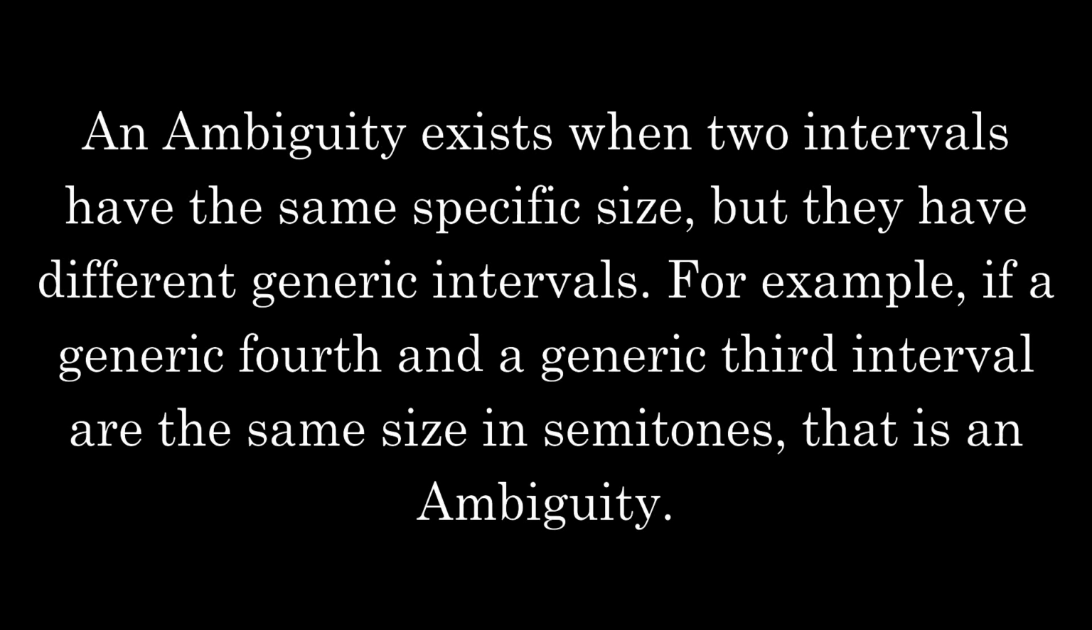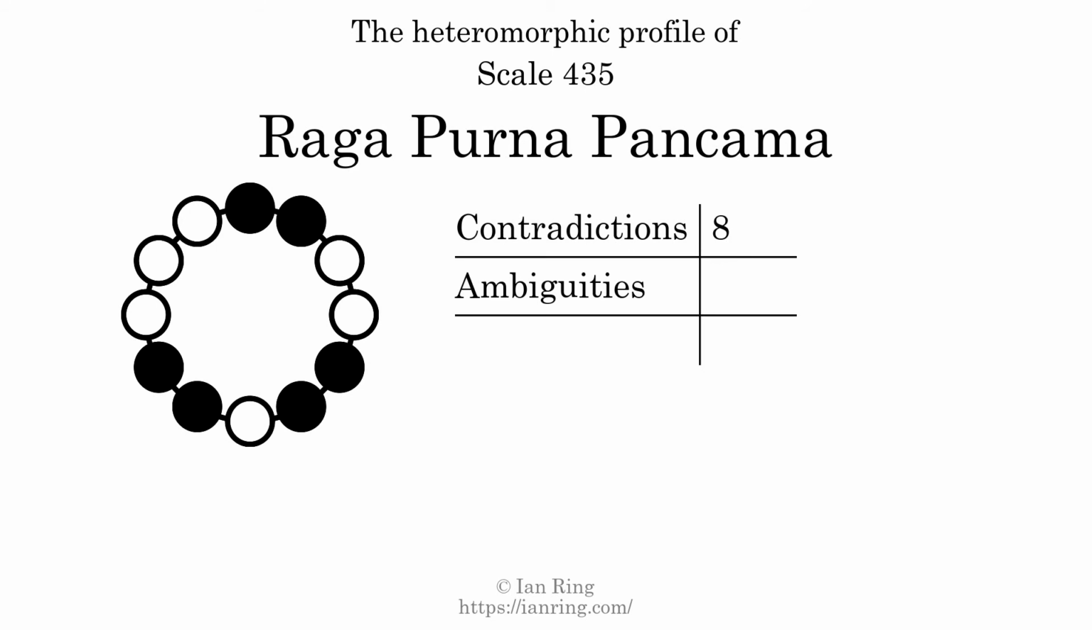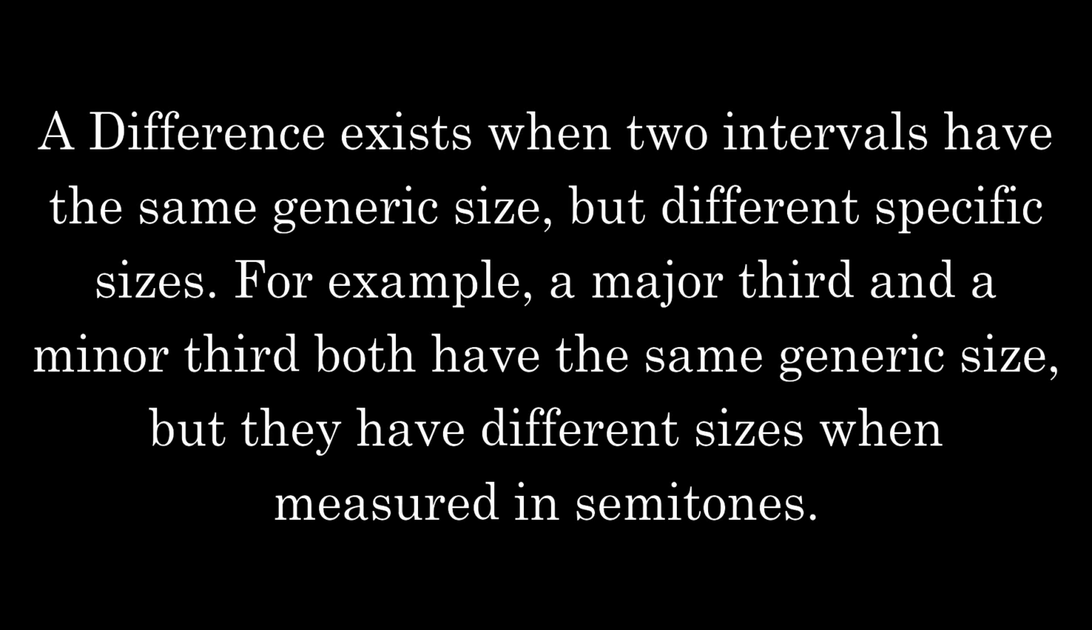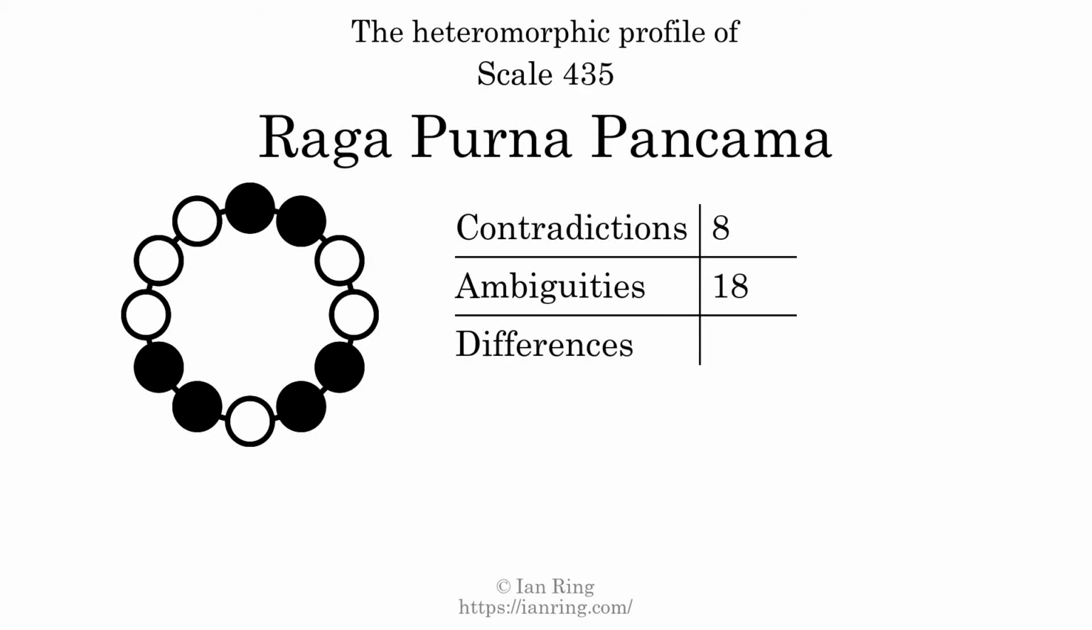An ambiguity exists when 2 intervals have the same specific size, but they have different generic intervals. For example, if a generic fourth and a generic third interval are the same size in semitones, that is an ambiguity. The number of ambiguities in this scale is 18. A difference exists when 2 intervals have the same generic size, but different specific sizes. For example, a major third and a minor third both have the same generic size, but they have different sizes when measured in semitones. The number of differences in this scale is 62.